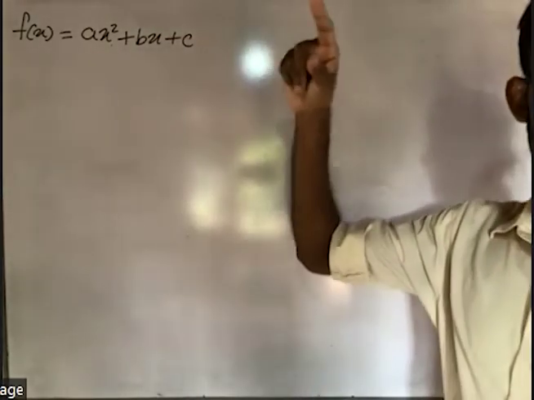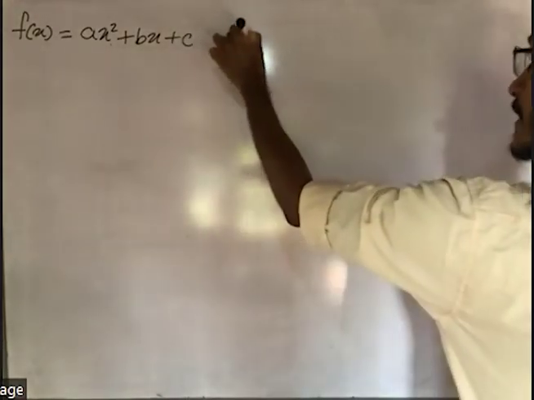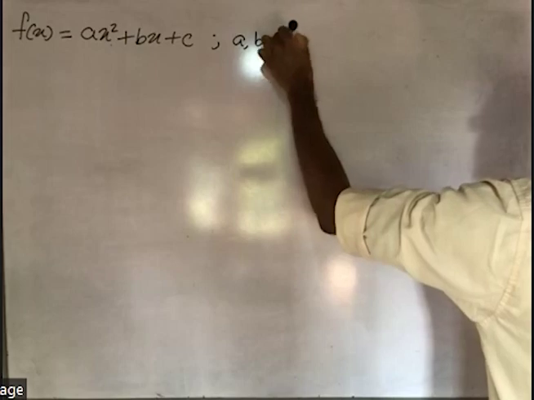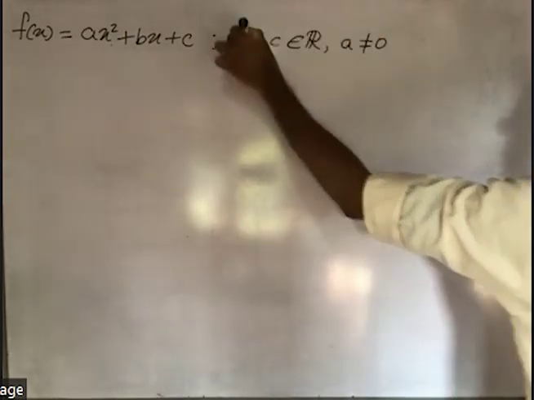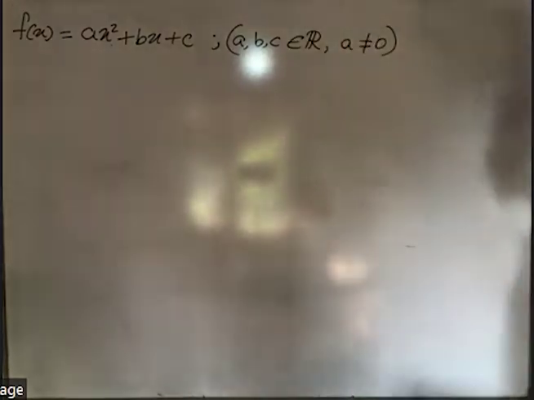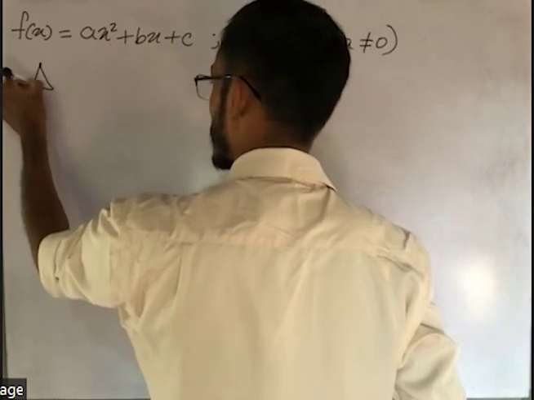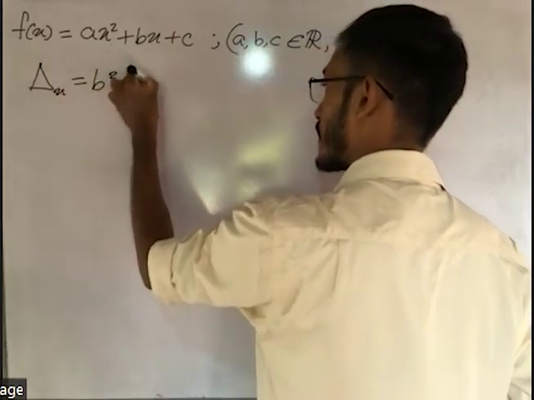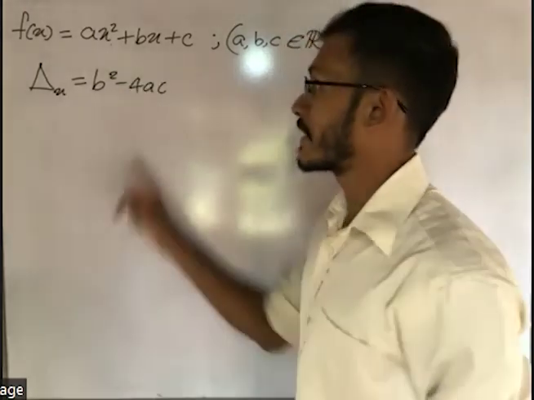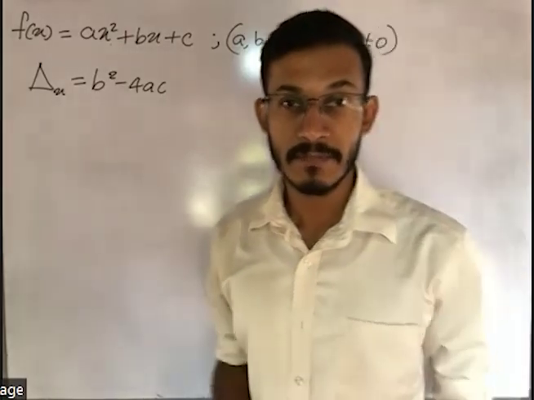Now we have discussed these functions deeply in the previous 3 lessons. Here a, b, c are real numbers and a is not equal to 0. This is a quadratic function, and here we know the discriminant delta equals b square minus 4ac. We have discussed delta in the previous video, so you can watch that.